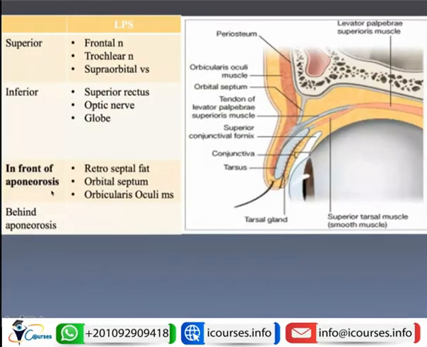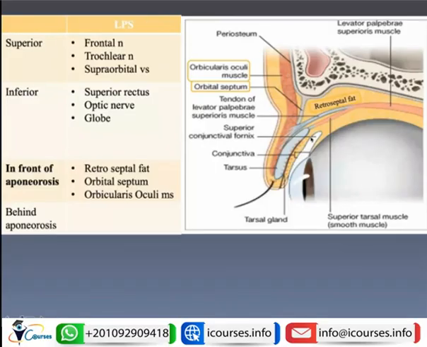What is in front of the aponeurosis? Here is the aponeurosis. In front of the aponeurosis, immediately, is what is called the pre-aponeurotic pad of fat. So there will be retroseptal fat here, and there will be the orbital septum. Here is the aponeurosis, and in front of it will be the retroseptal fat or the pre-aponeurotic pad of fat, and the orbital septum and the orbicularis oculi muscle. So here is the retroseptal fat, here is the orbital septum, and here is the orbicularis oculi muscle.